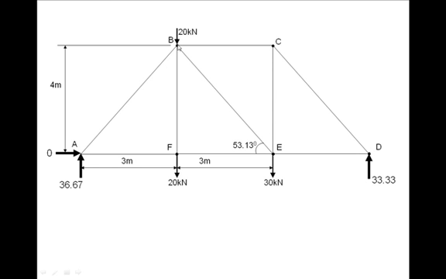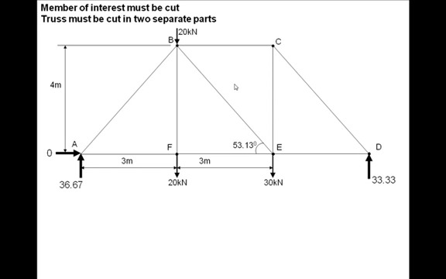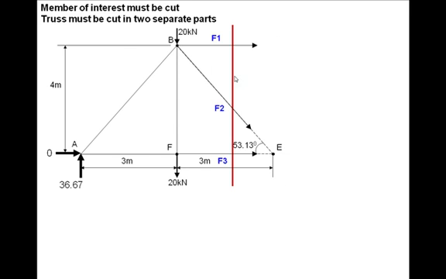Now suppose I want the force in member BC. So let's remember those steps. The member of interest must be cut and the truss must be cut in 2 separate parts. So I have to cut member BC. So look at this cut. I have cut it, and I have taken the cut across so that the truss is cut in 2 separate parts. Now one of the parts only, the left part, I am going to take for equilibrium, and I have called out these 3 forces. I am interested only in F1.